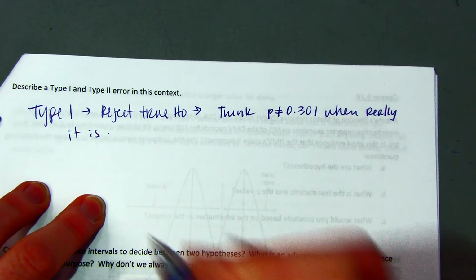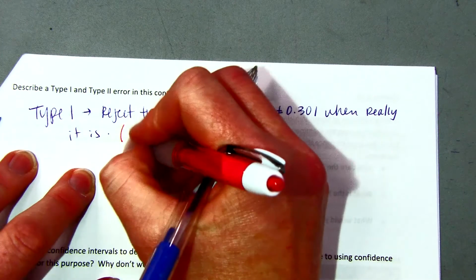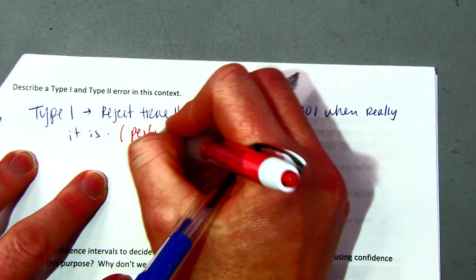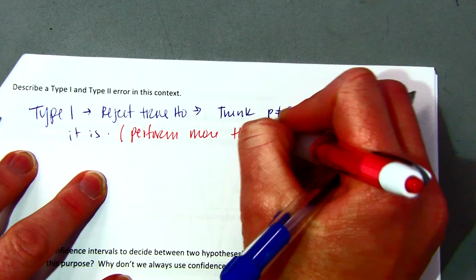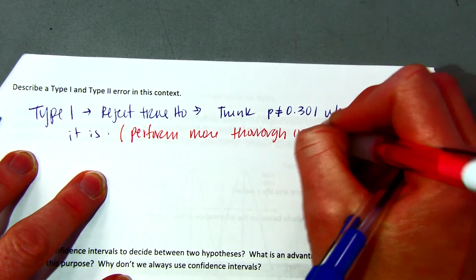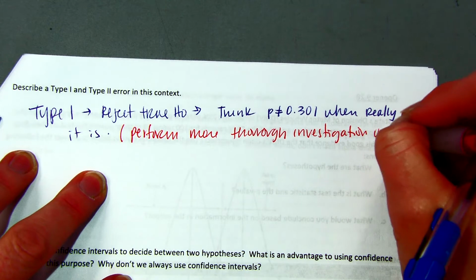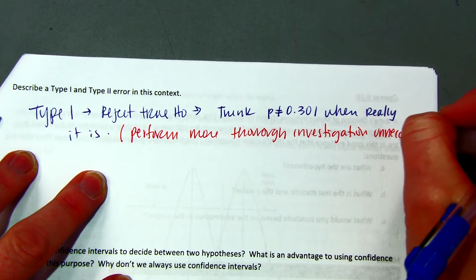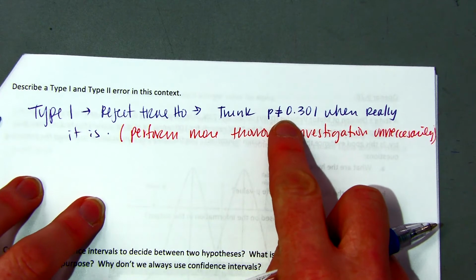And so a consequence is that we would perform a more thorough investigation unnecessarily. We think that there's a difference in the first digits when really there isn't.